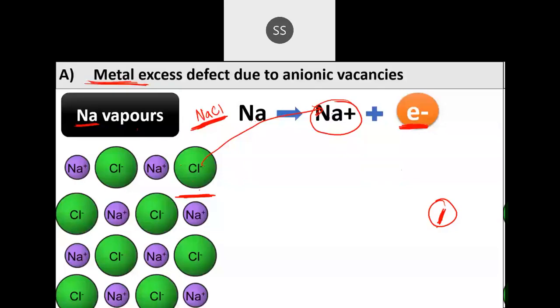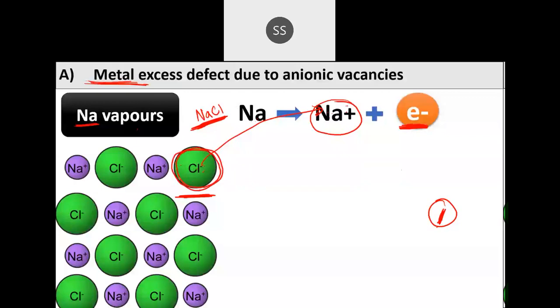So this chloride ion tries to combine with the sodium ion. If they have to combine, they should be in the Na plus form. Once they are in the Na plus form, this Cl minus ion will combine with them and they go out in the form of NaCl. So this place, which is created over here, will be left vacant.